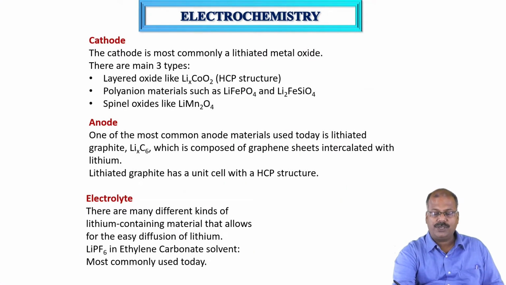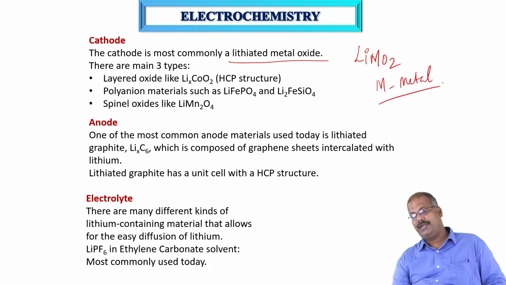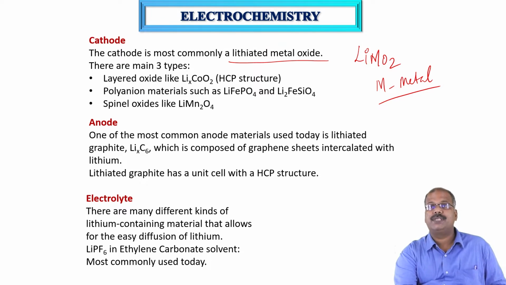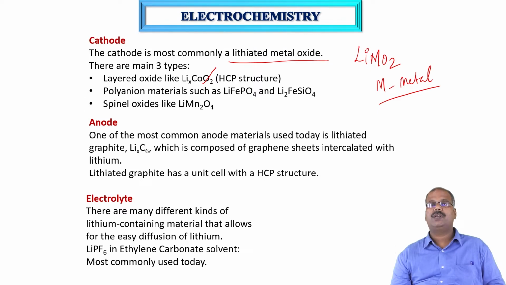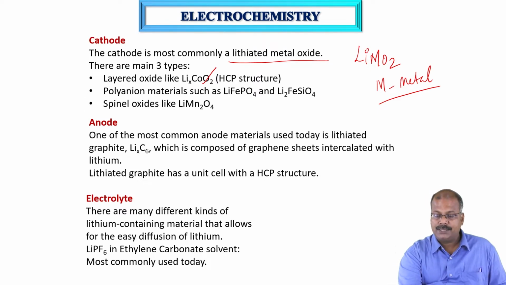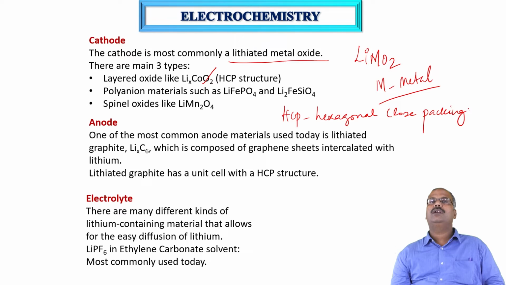As we told, the cathode is most commonly a lithiated metal oxide. We will say lithium metal oxide, where M is a metal, a transition metal or any other metal. There are 3 main types in this: layered oxide like lithium cobalt oxide, which is hexagonal close packing structure. HCP means hexagonal close packing, as opposed to cubic close packing. This is hexagonal close packing.